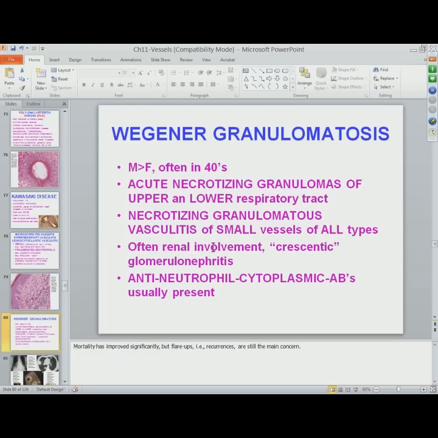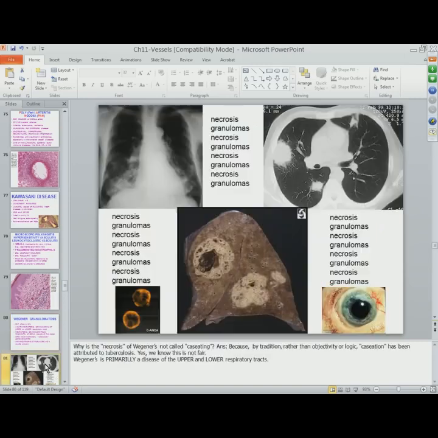Very often when it has renal involvement, you can see a crescentic glomerulonephritis. And for those of you who were here for the renal lecture, you remember crescentic usually implies clinically a rapidly progressive glomerulonephritis, because you actually see little crescents in the glomeruli. And almost always, once again, it's autoimmune. You see anti-neutrophil cytoplasmic antibodies, or what they call ANCAs.